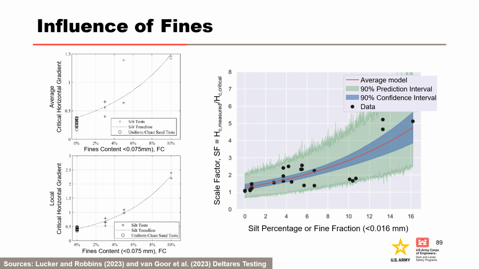Deltaris testing of tidal deposits in the Netherlands, which tend to be dirtier sands, is shown on the right. The y-axis is normalized critical head. The fraction finer than 0.016 millimeters was used because it provided a better trend. The reason the scatter is higher for the Deltaris experiments is that overall gradients were derived, whereas ERDIC used local gradients, which are not as sensitive to heterogeneity. Despite the difference in characterizing the fines, the observed trends are consistent.